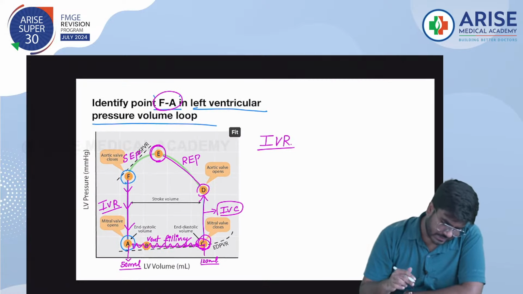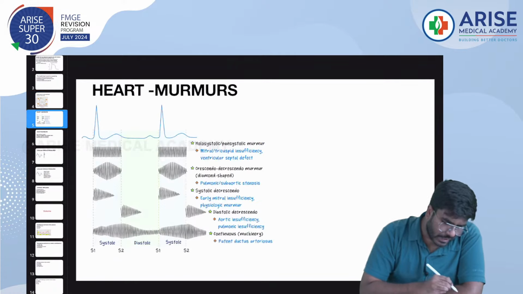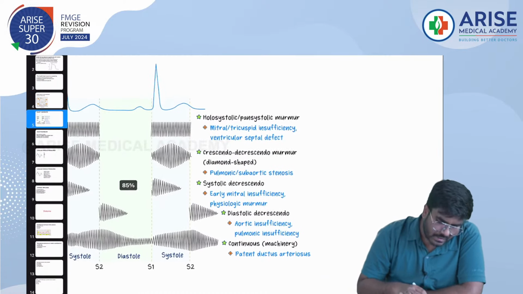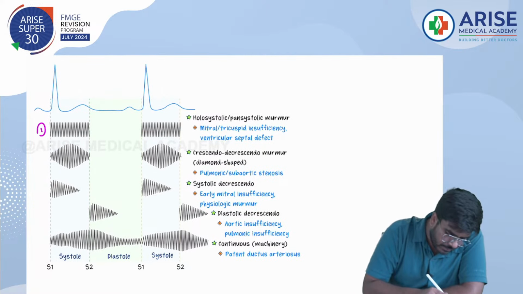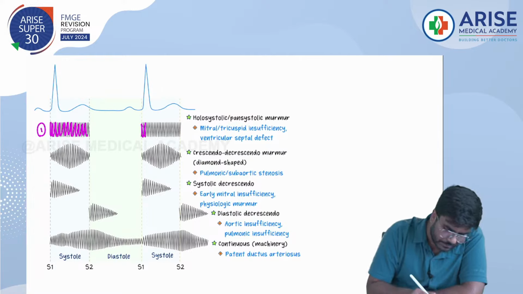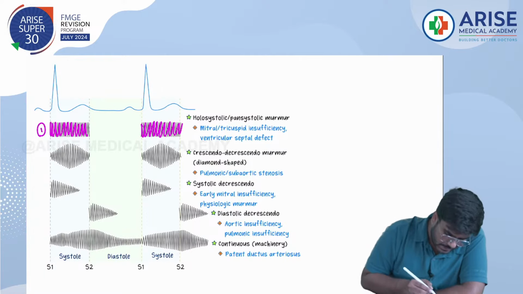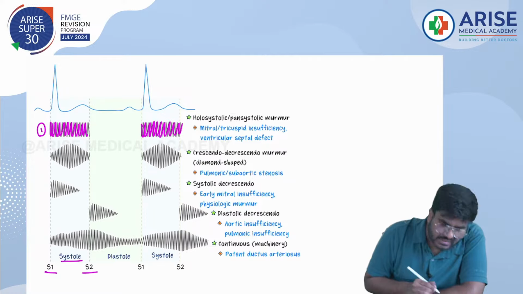Okay. Next, what else should you know in cardiovascular physiology before going to the exam? The heart sounds and murmurs. See here, the first murmur I am talking about is a pan-systolic murmur. Throughout the systole, there is a murmur. Okay, throughout the phase of systole; the phase between S1 and S2 is called the systole.